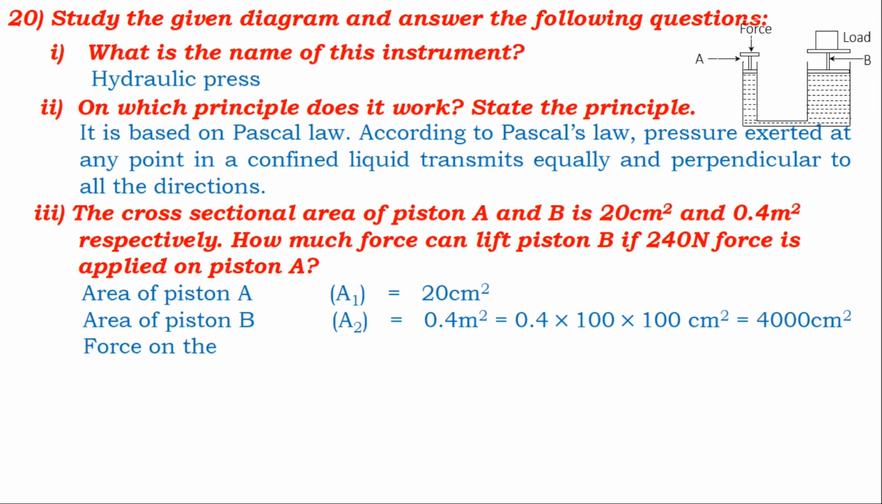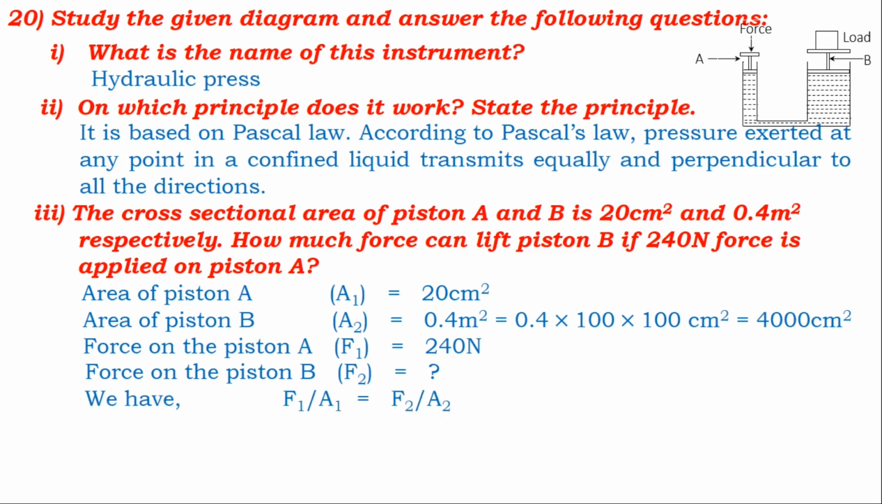Now next information, force on the piston A, that is represented by F1, this is equal to 240 Newton, and force on the piston B we have to find out, that is represented by F2, and this is question mark. Now which equation we are using? It's very simple. We have this equation, F1 by A1 equal to F2 by A2. F1 by A1 means pressure on the small piston, F2 by A2 means the pressure on big piston. In both the side pressure is equal, that's why F1 by A1 equal to F2 by A2.